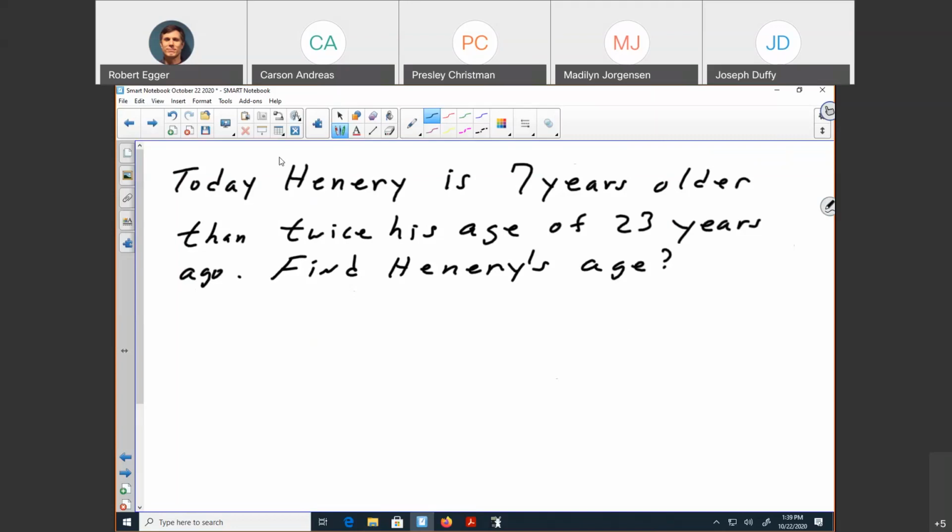So I think I put Henry wrong. I'm sure some Henry spells it like that. So today, Henry is 7 years older than twice his age of 23 years ago. Find Henry's age. I want you guys to think about this for a second.